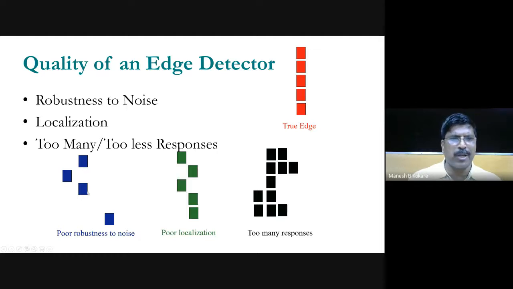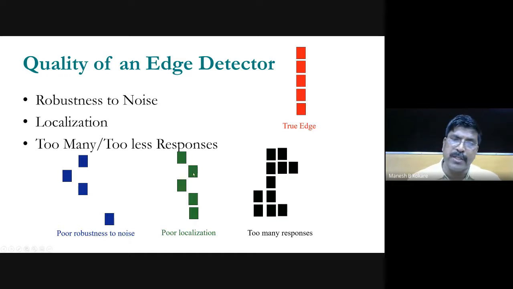Suppose your true edge is like this, and you are detecting the edge like this. It means your edge detection algorithm is not giving the correct edge; it is giving a noisy edge, or some of the edge pixels are missing, whereas pixels which are not edges are detected as edges. This is called poor robustness to noise. This is not good. We expect this kind of output.